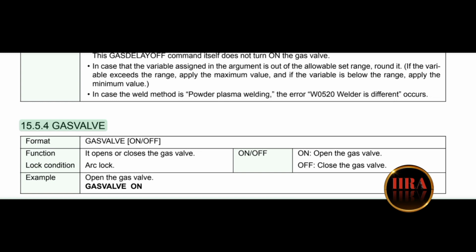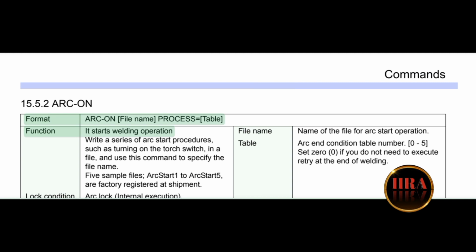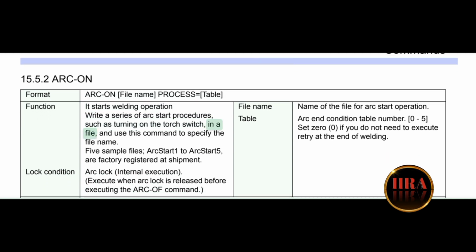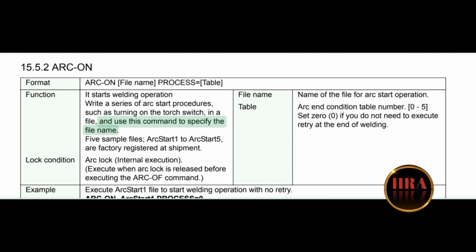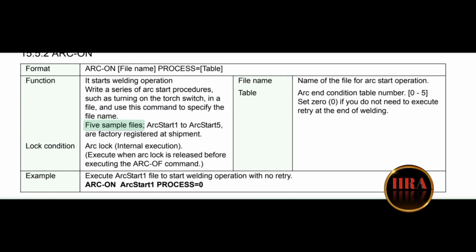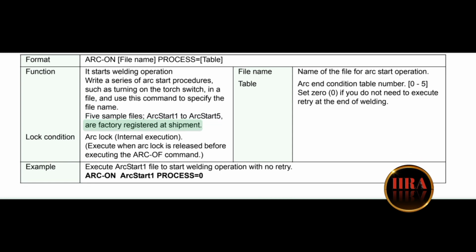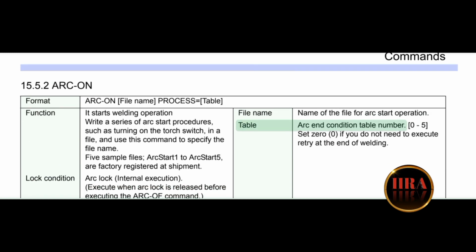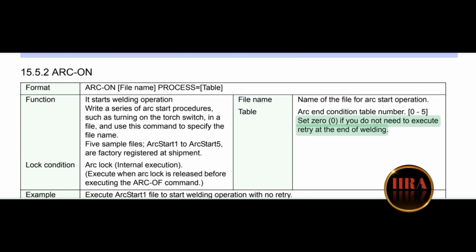15.5.4 GASVALVE. Format: ARC-on, file name, process equals table. Function: it starts the welding operation. Write a series of ARC start procedures, such as turning on the torch switch, in a file, and use this command to specify the file name. 5 sample files, ARCStart1 to ARCStart5, are registered at factory shipment. File name: the file name of the file for ARC start operation. Table: ARC start condition table number.